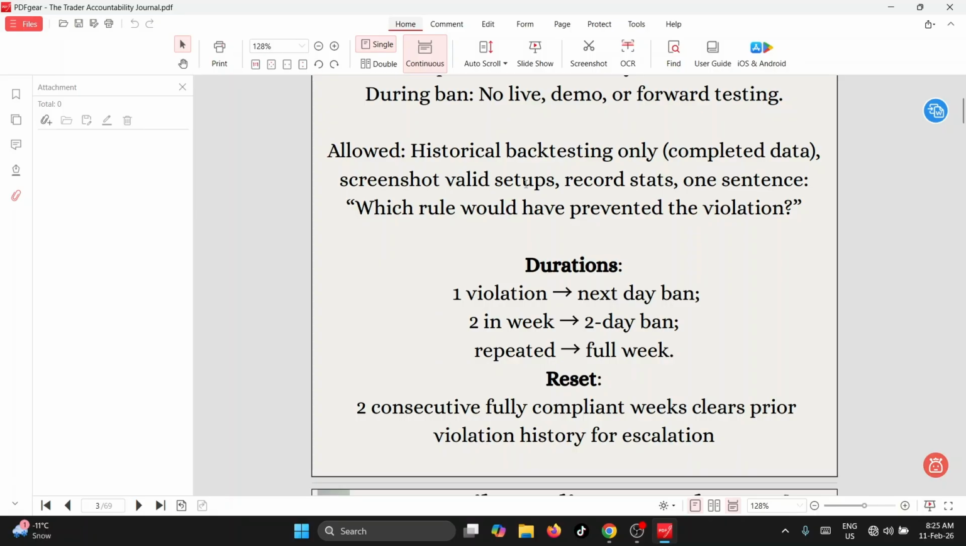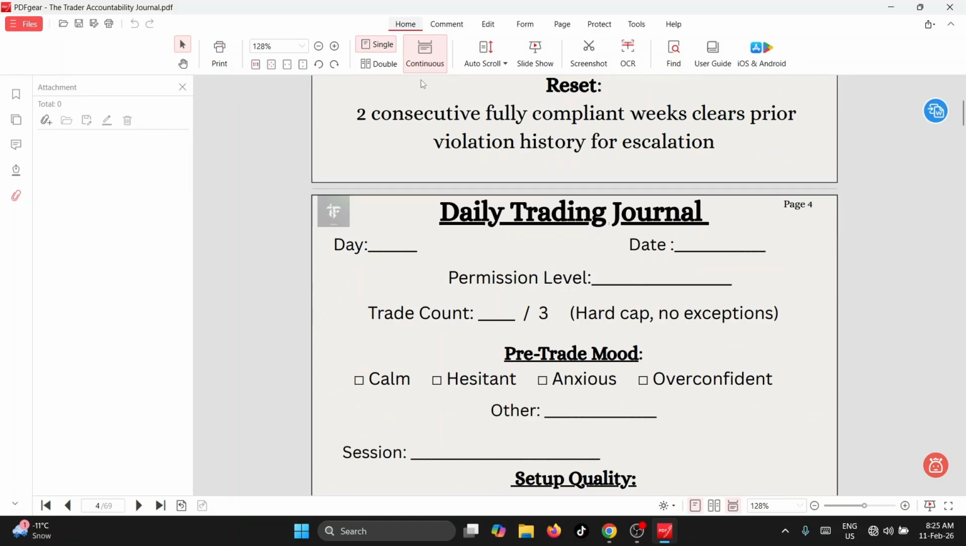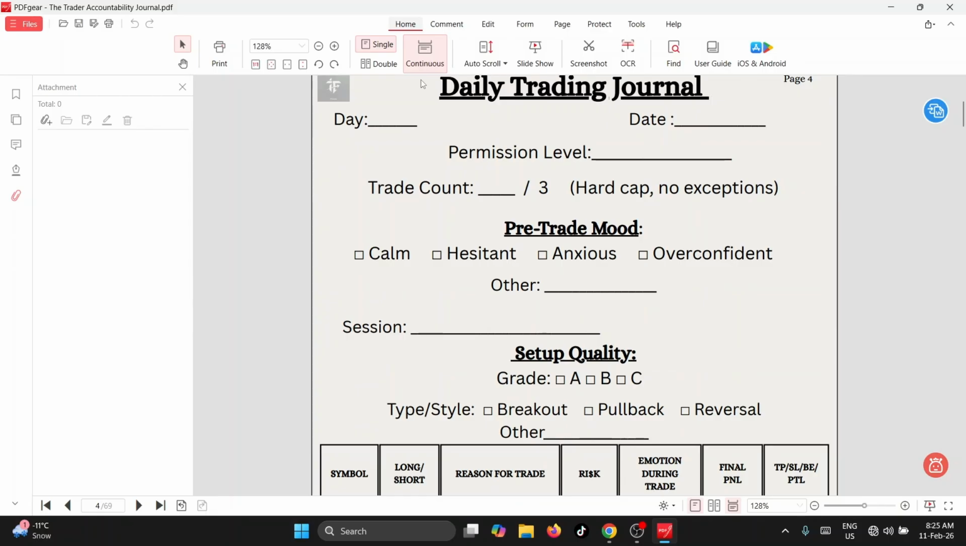Now, here is the main setup of this journal. First, you're going to write the day, because this is a 30-day journal. This is day one right here. Here you're going to put in the date and the permission level. If you're compliant, you can say 100%, normal size. If it's the week when you violated your rules and you're using reduced size, you're going to write reduced size for the permission level.